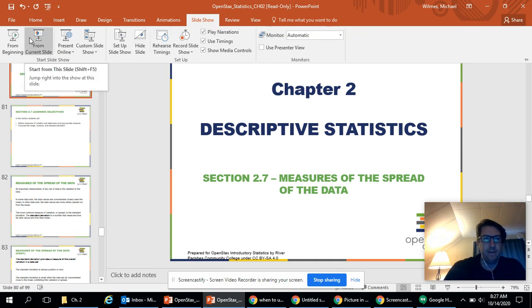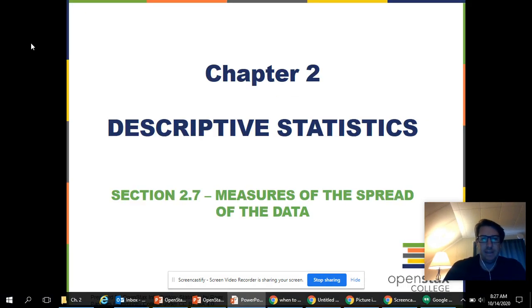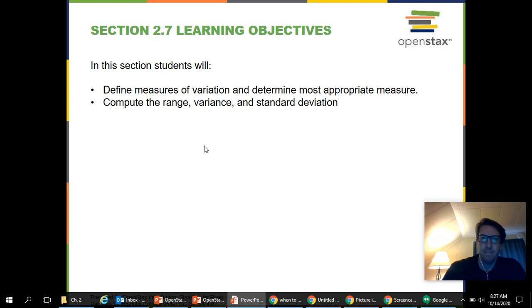Hello, this video is discussing section 2.7, measuring the spread of our data. For this, we're going to be talking about something called variation and standard deviation. So there we go: range, variance, and standard deviation.